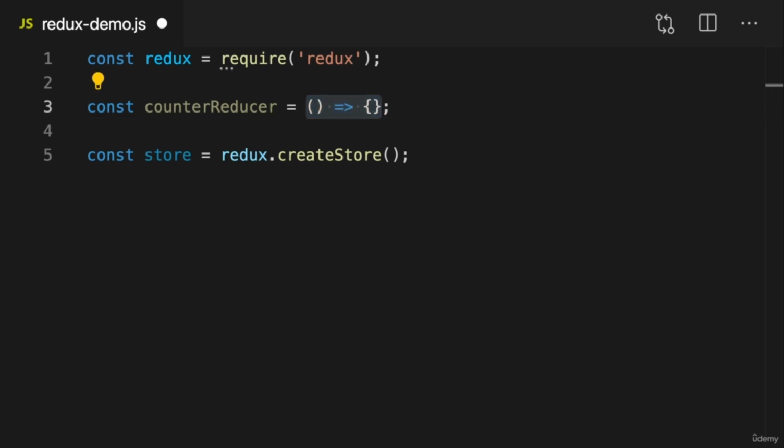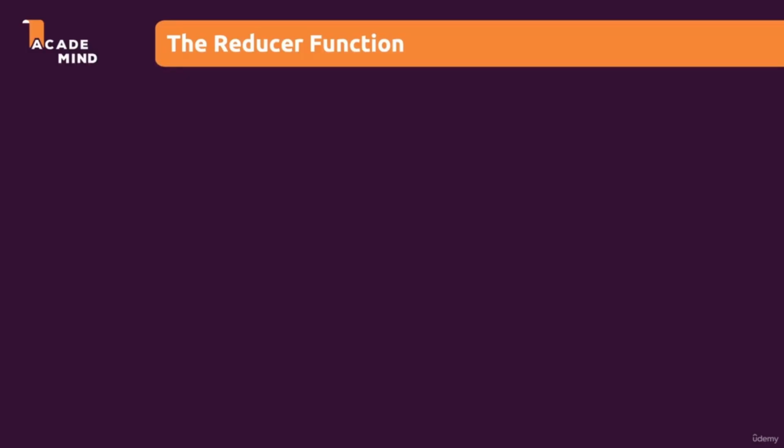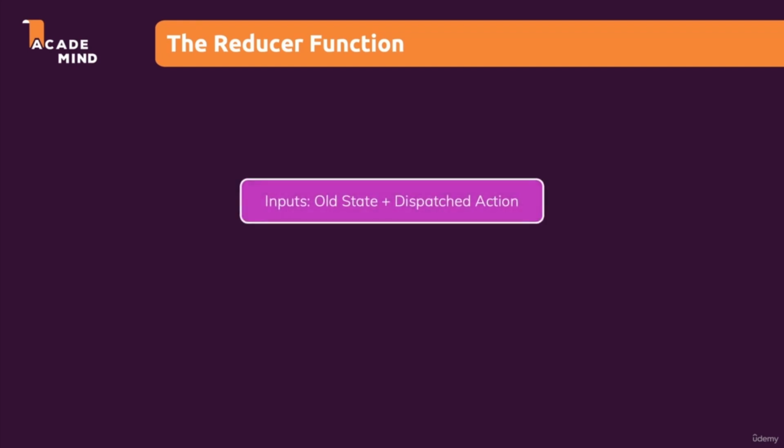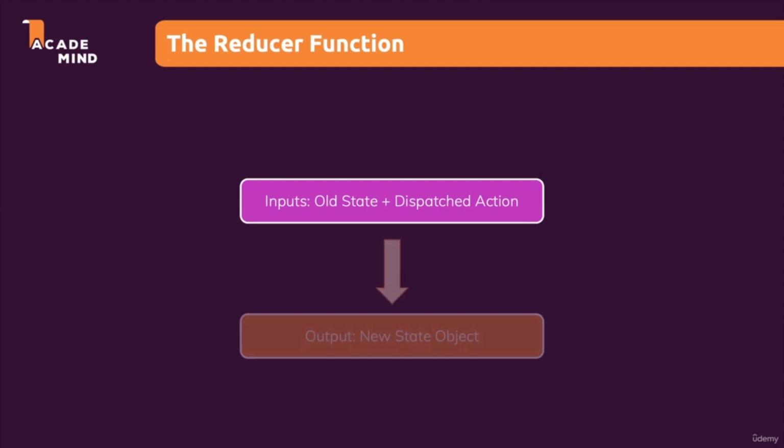It's not finished though. A reducer function is a standard JavaScript function, but it will be called by the Redux library, and it will then always receive two pieces of input, two parameters: the old or existing state and the action that was dispatched. And then this reducer function must return a certain output. It must always return a new state object.